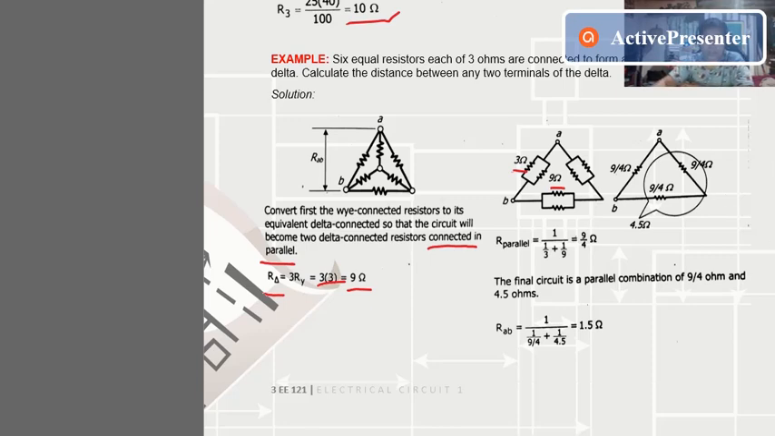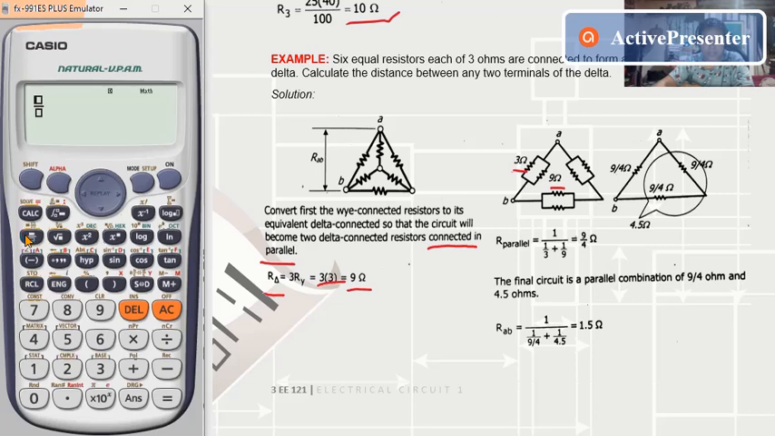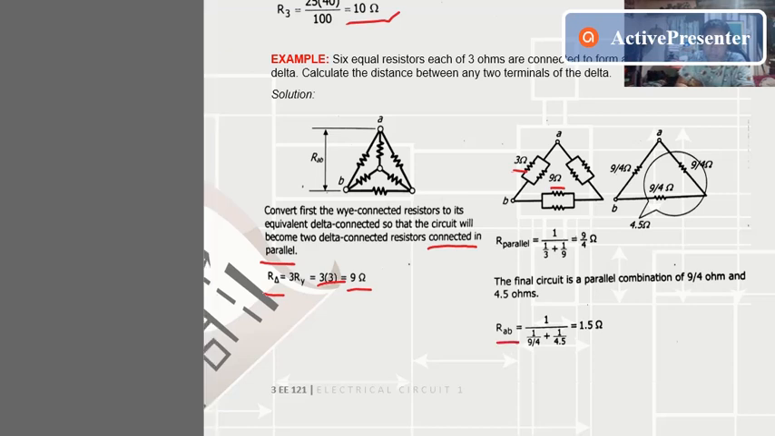So to solve that, our final answer will be 1 over na-solve na to nga 9/4 plus parallel nga 4.5 ohms. So our answer will be 1.5 ohms. So mao ni siya ang atuang distance from RAB. Take note na, no? 1.5 ohms.